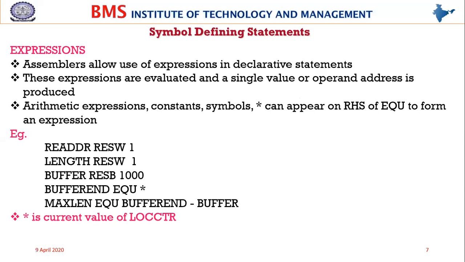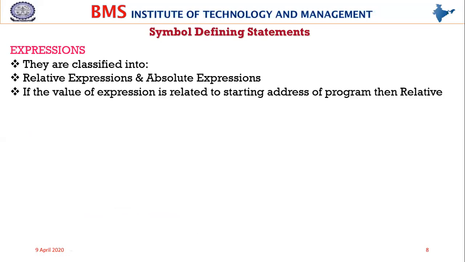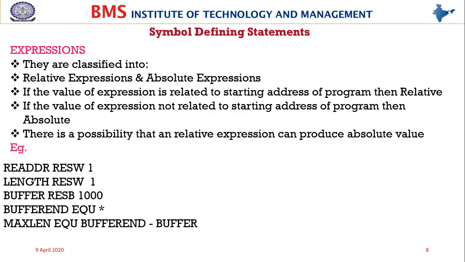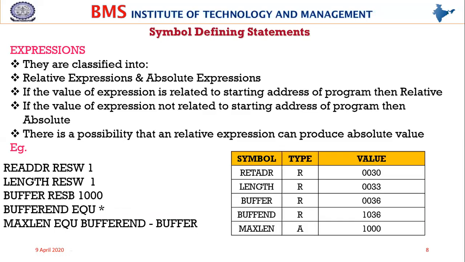In the example we have seen, return address is a declaration of one word, length is a declaration of one word, and buffer is a declaration of 1000 words. Buffer end is equal to the current position of the location counter, whatever the current value of the location counter will be. And max length is again a symbol defining statement whose value is evaluated by subtracting the buffer value from the buffer end value, right? We have seen the implementation also. Expressions can be absolute and relative. This we have discussed, and how this works.